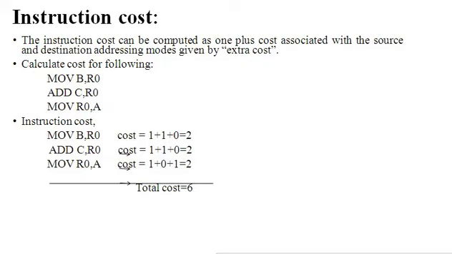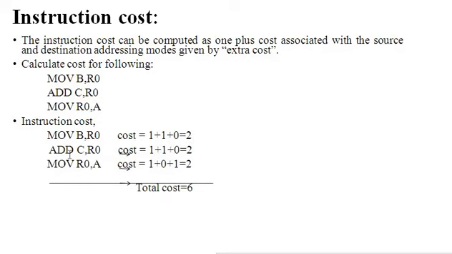For example, calculate the cost for MOV B, R0; ADD C, R0; MOV R0, A. For the instruction MOV B, R0, B is in absolute mode, so the extra cost is 1, and the register has extra cost 0. So 1 plus 1 plus 0 is equal to 2.